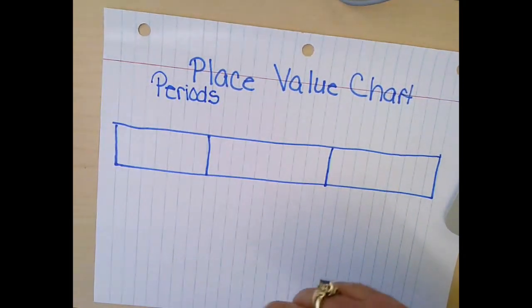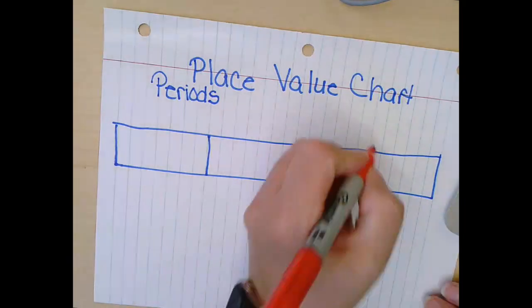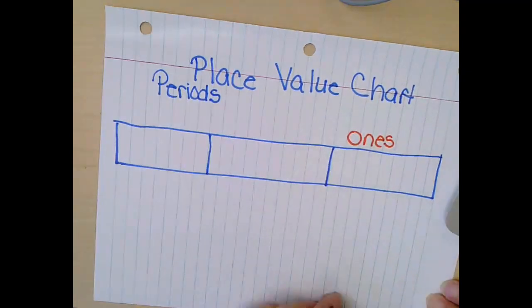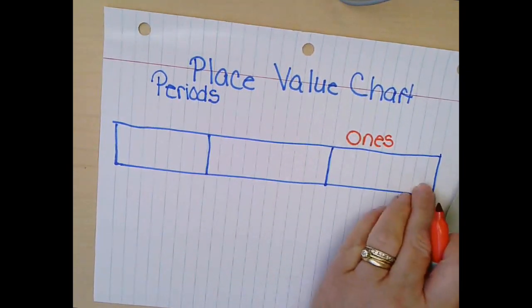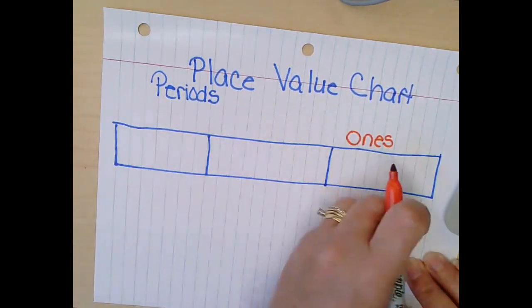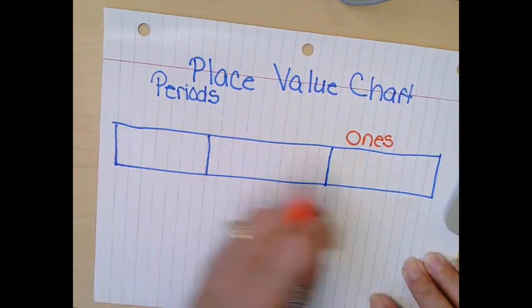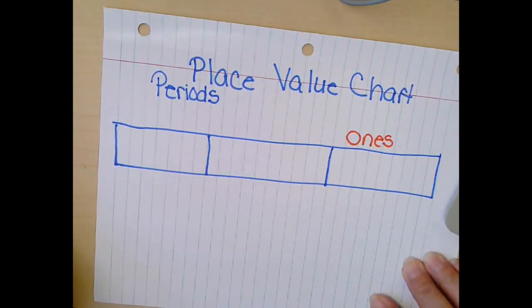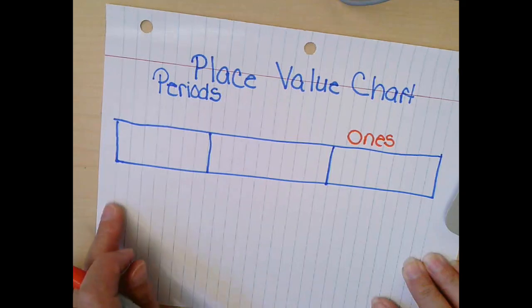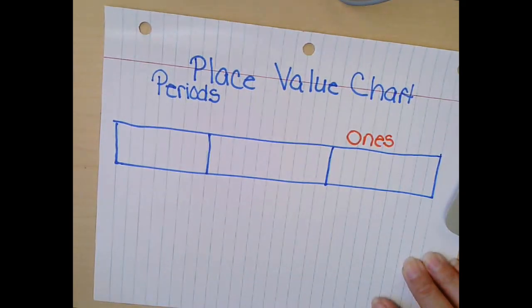Our first period is going to be the ones period. And if you'll notice, I'm starting at the right of my paper. Normally we start at the left and we write toward the right. We also read from left to right. But when we do a place value chart, we do the total opposite. We start at the right and we work our way left. That is very, very important.